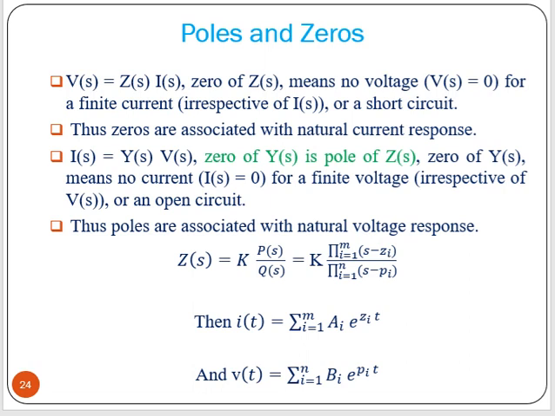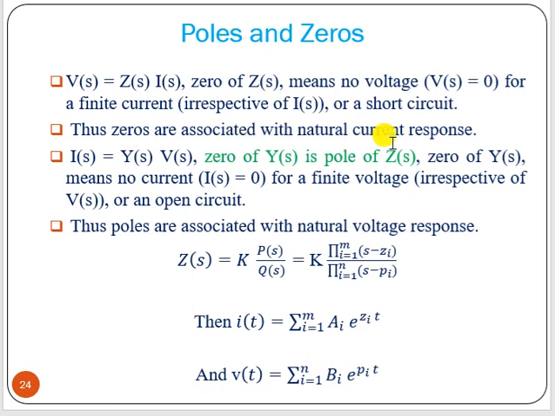Now say Z(s), I have already mentioned that zeros of Z(s) make this Z(s) function equal to 0. So V(s) equals 0 irrespective of I. That means it is a short circuit. V(s) equal to 0 is a short circuit. So we can have a current response because some current is flowing.